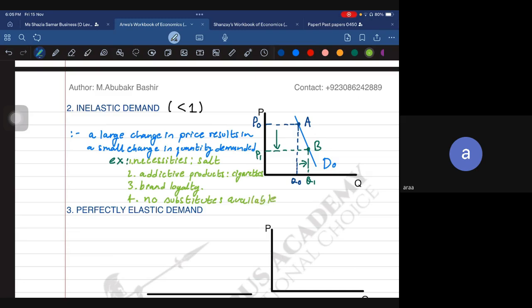So it's not only one thing, because we are studying microeconomics. In microeconomics, we can talk about these things because we are talking about a firm. So we can talk about the brand loyalty of that firm, right? Okay, great.